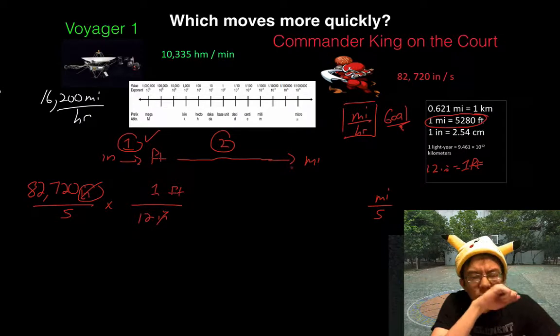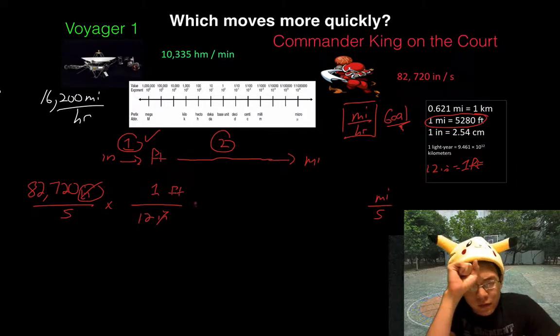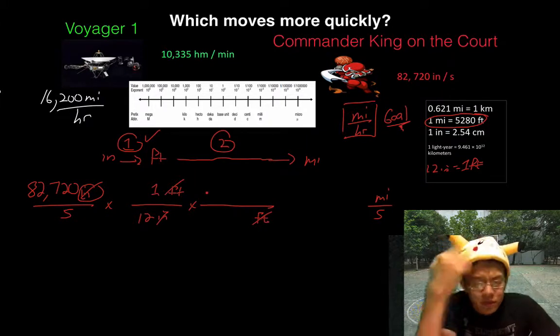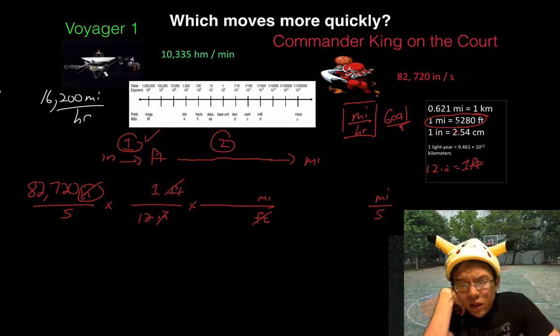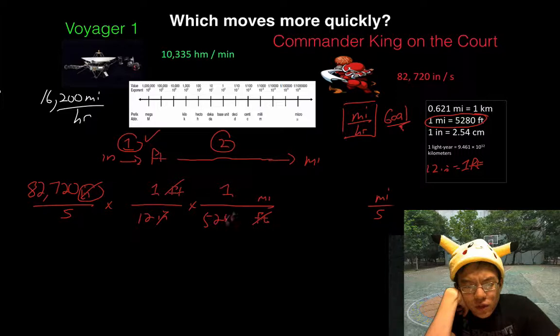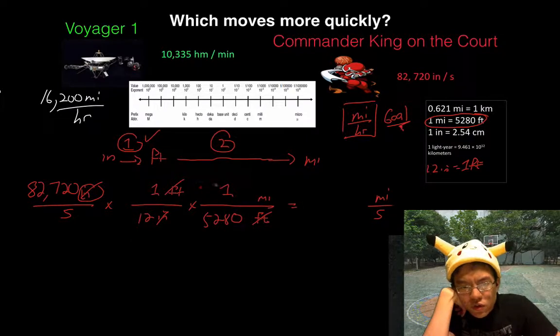Now I want to go from feet to miles. So how do I do that? Well, I want to cancel the feet, so let's put the feet on the bottom. They're going to cancel. Great. I don't want them. I want miles. Now, in this step, I'm getting to miles, which is awesome. And I know in 1 mile, there are 5,280 feet. All right, so it makes sense.